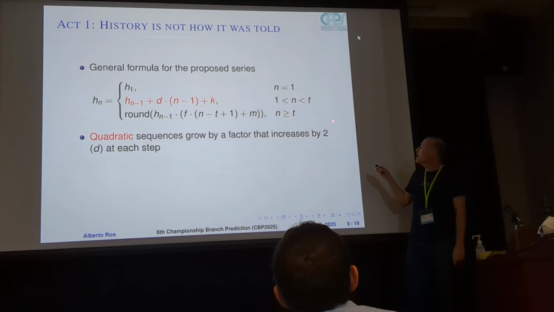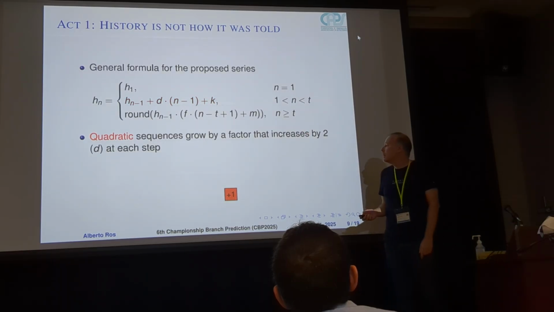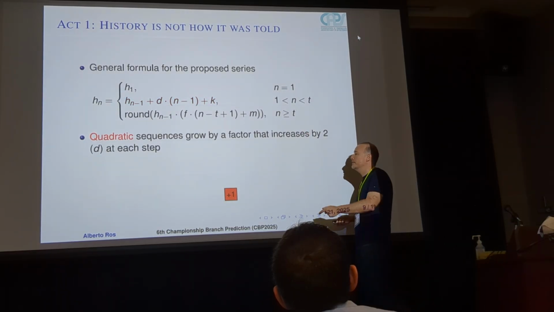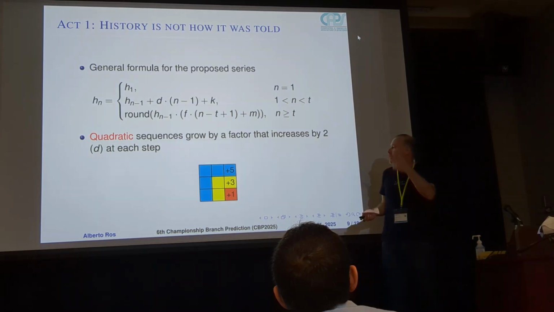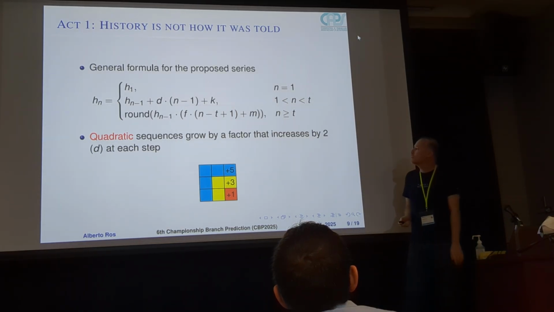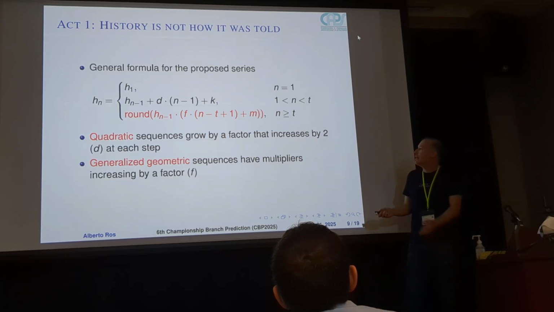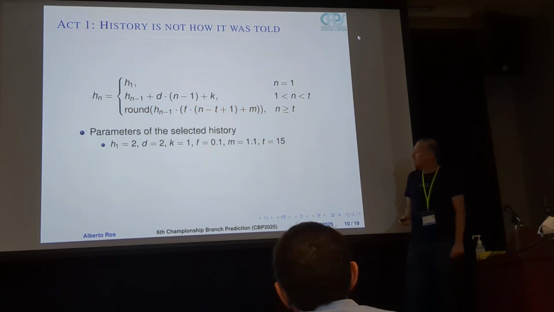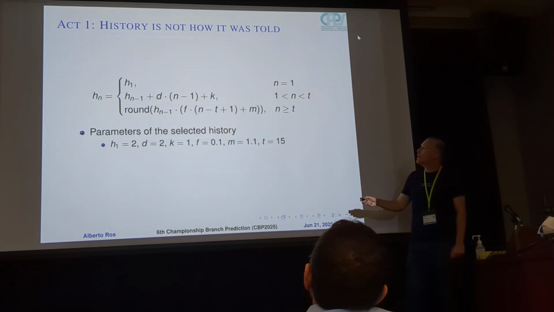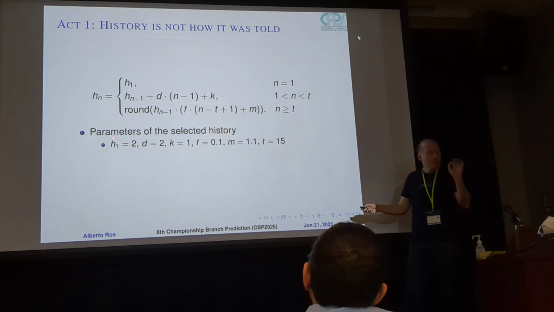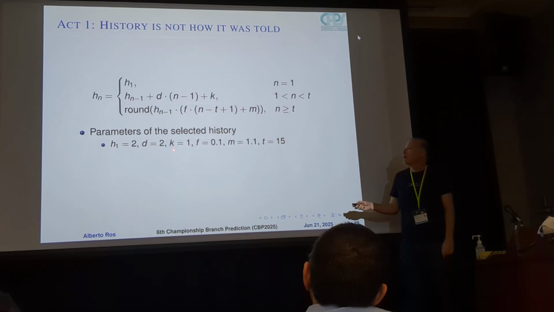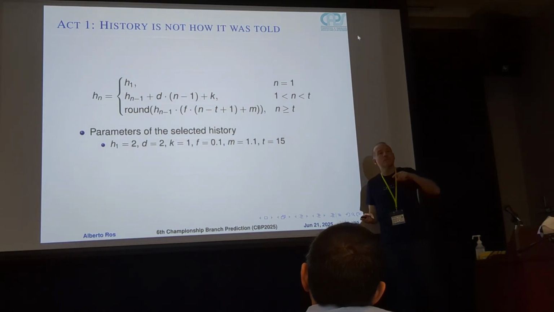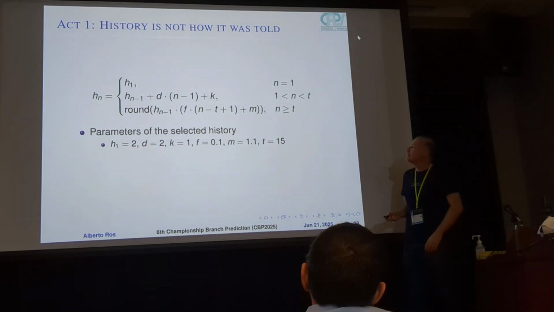So quadratic sequences grow by a factor of 2. You have a square here, right? The next one is 4, so plus 3, plus 5, and so on. So they increase with b equal 2. And then we have the generalized geometric sequences. So being this the formula, we start with 2. The smallest history is 2. Increases, so the next squares would be 5, 10, 17, and so on.